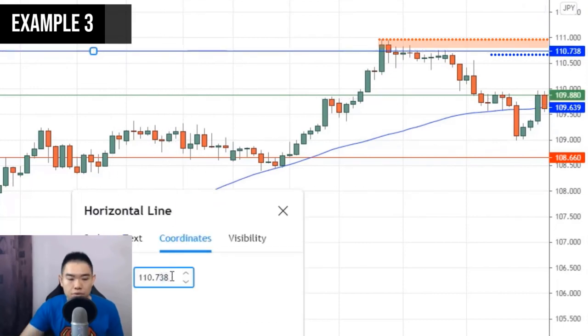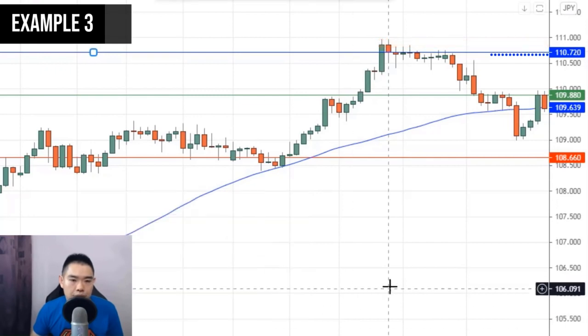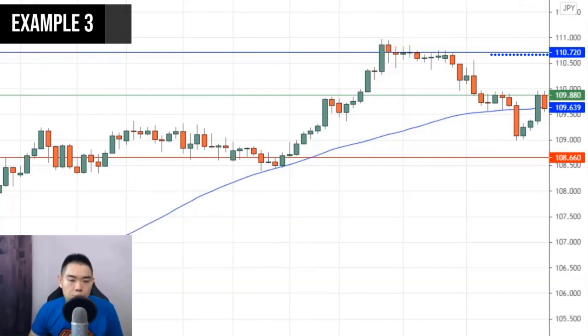107.72, okay? So now if you look at this right now, you can see where your entry price is, which is this green line over here. Where your stop loss is, this red line over here. Where your target is, which is this blue line over here.